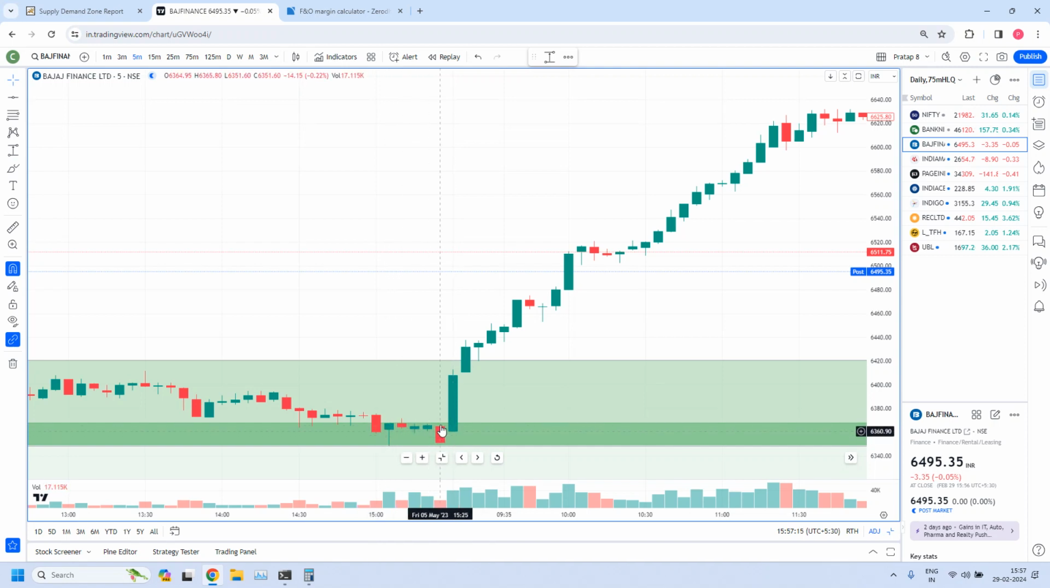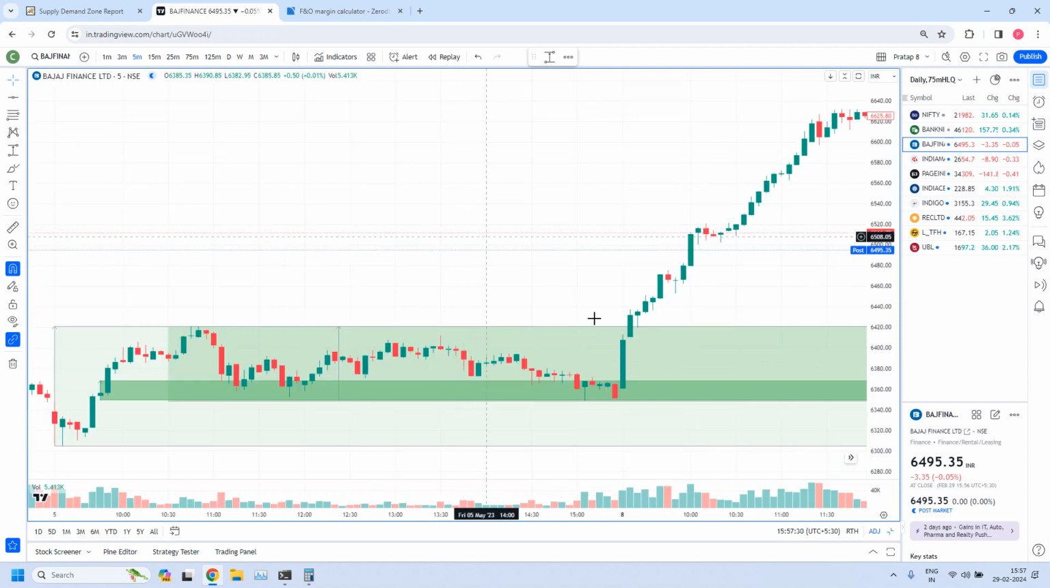Because this is a medium size leg candle, this medium size leg candle also will be considered as part of the base if there are base candles earlier. So drop, 1, 2, 3, 4, 5 base candles, and again a rally candle. And this 5 minutes zone is within a high liquidity zone. This 5 minutes high liquidity zone.